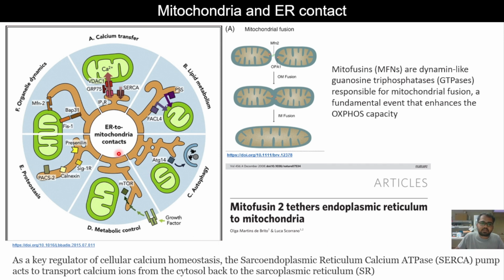And if you talk about SERCA, which is a protein and the key regulator of cellular calcium homeostasis, the name came from sarcoendoplasmic reticulum calcium ATPase. SERCA pumps act to transport calcium ions from the cytosol back to the sarcoplasmic reticulum. Basically, they were discovered, I think, in muscle cells. That's why this name came from.